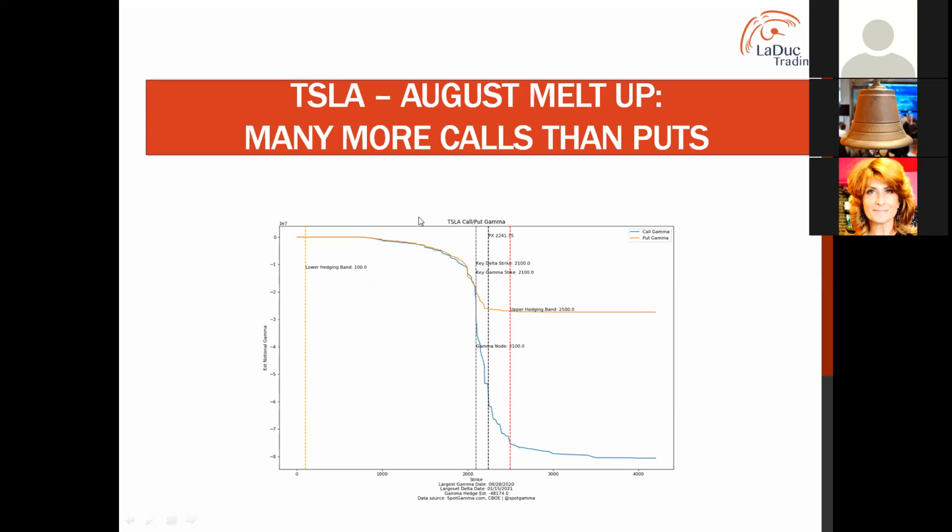This is how it looked, which is to say the melt up, there were many more calls than puts. And you can see that because this is just so far removed. So this blue line represents this big, big spread differential between calls and puts, many more calls than puts. Dealers were forced to hedge, and that's really all there is to say about that.